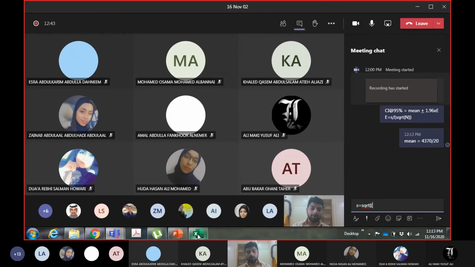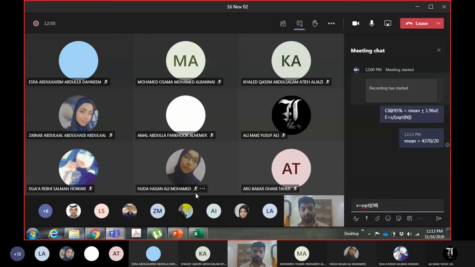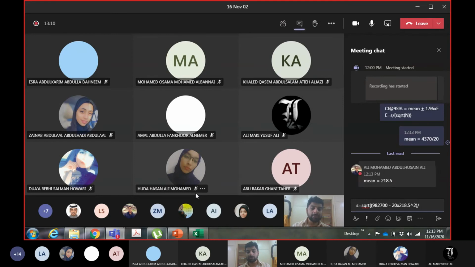Okay, so it was summation of n into t square, in this case 982700, 982700 minus capital N into the square of mean. So the mean, if you calculate it from the above equation, you will get 218.5. So a square of this, divide by capital N minus 1. So 20 minus 1 will give you 19, and then you do the square root.